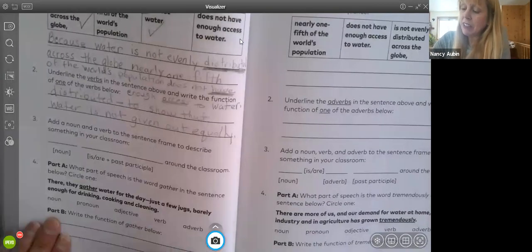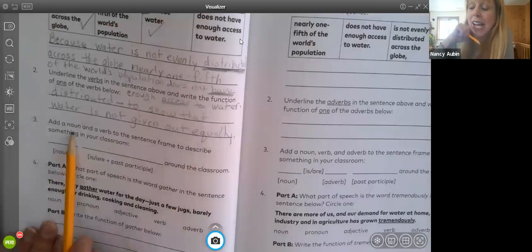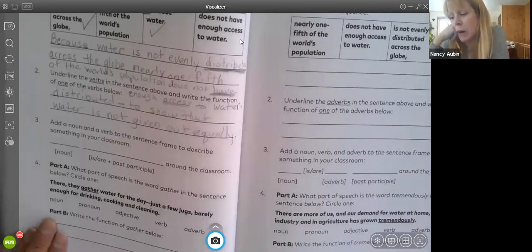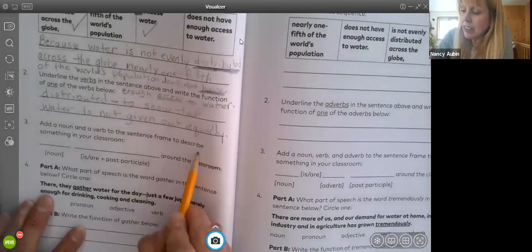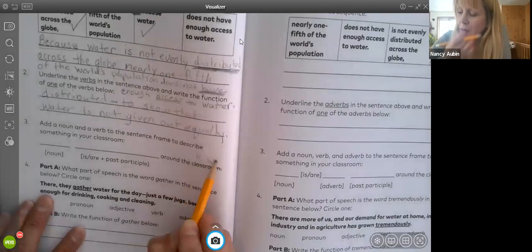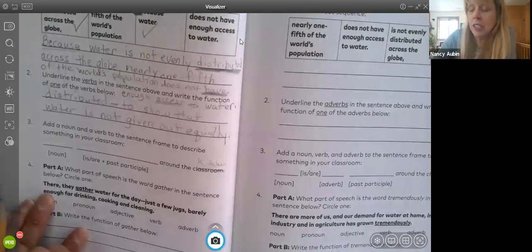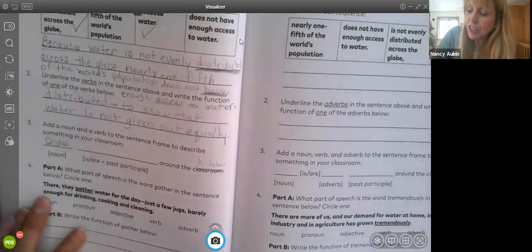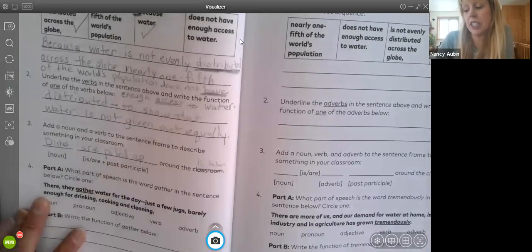We're going to look down here, add a noun and a verb to the sentence frame to describe something in your classroom. We are not going to do classroom because we're not in a classroom. I want you to look in your bedroom or your kitchen, wherever you are. I'm going to make mine kitchen, and you're going to use is or are. So I'm going to say in my kitchen, dishes is going to be my noun. Dishes are piled up around the kitchen.